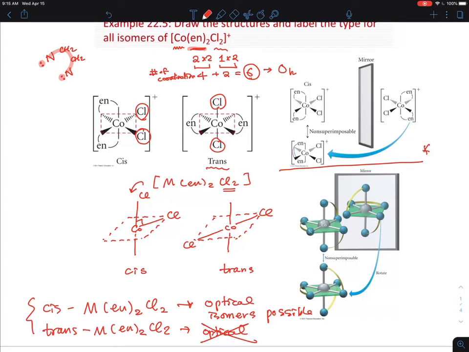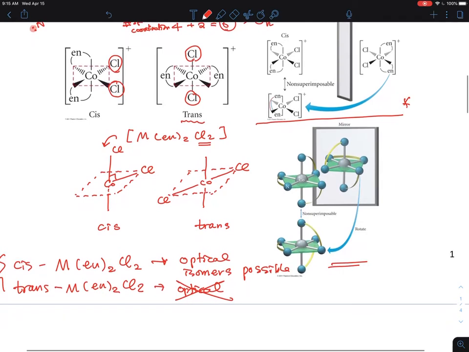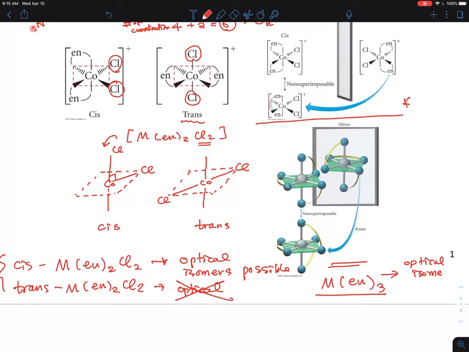Okay, and also this is a slide that I want you to refresh your memory. Go to your lecture slide in here, and if you have a metal with en 3, that's the same as the effective number of coordination is 6. This one is actually optical isomer possible.